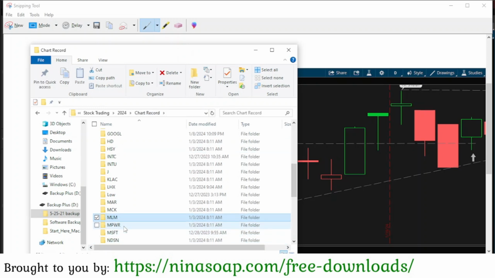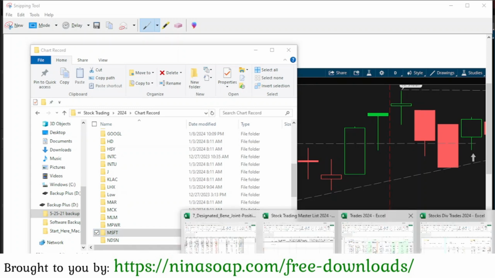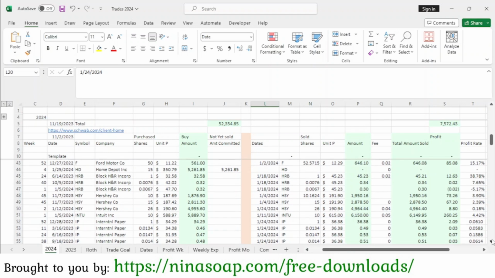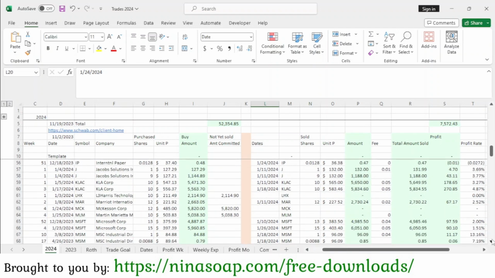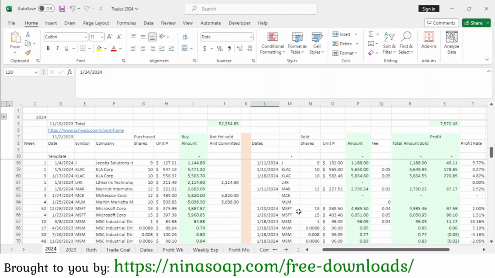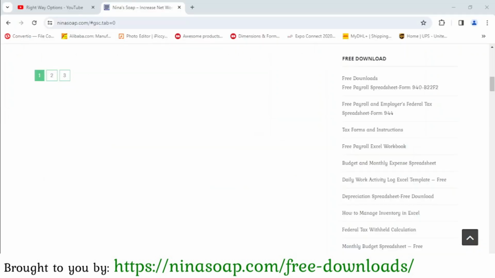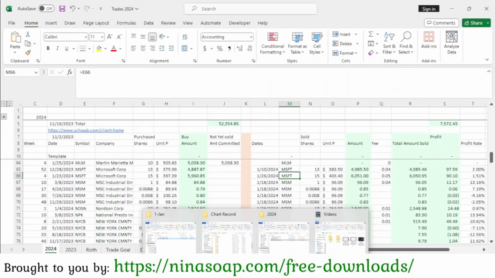Okay, I don't think we bought that one. Microsoft, let's check when we sold Microsoft, if we need to do anything with it. Okay, we sold it yesterday, so we did need to do something with it. Oh, sorry, it's not where I wanted to go.